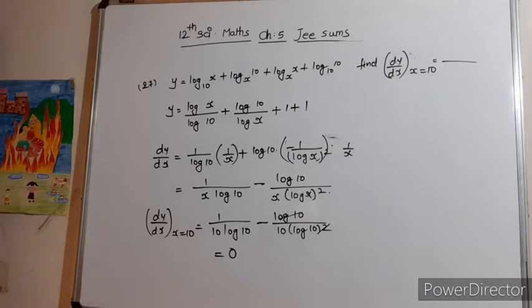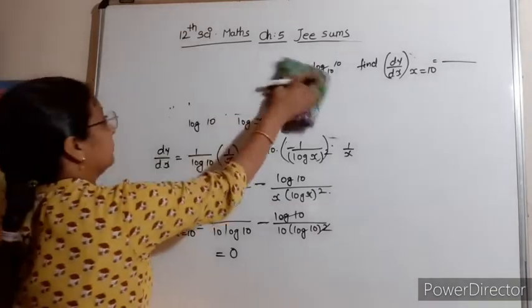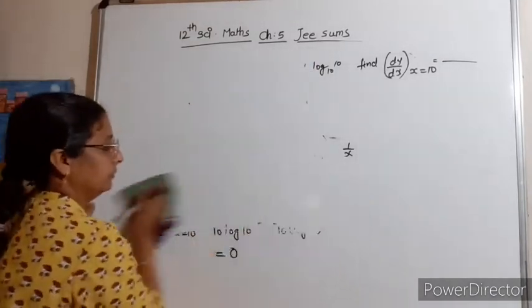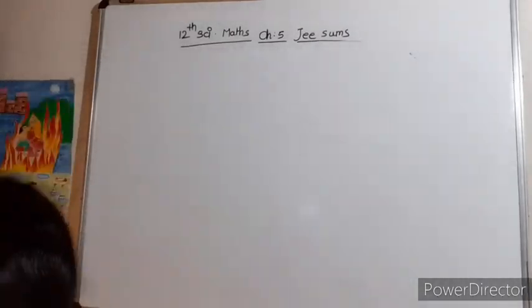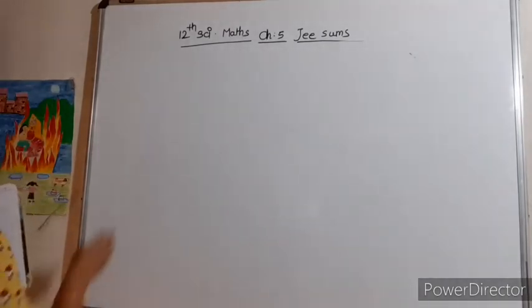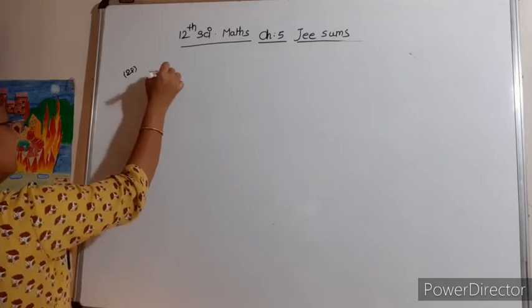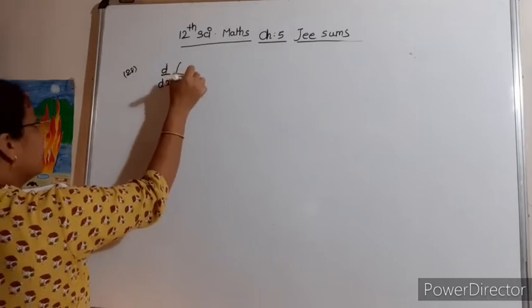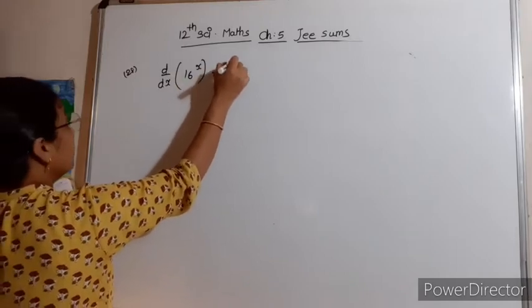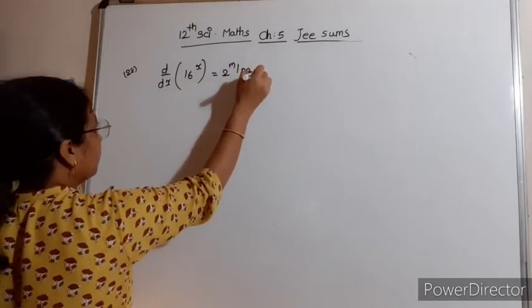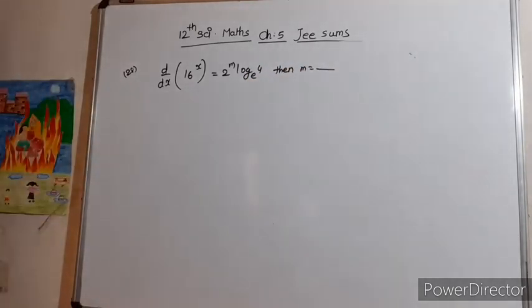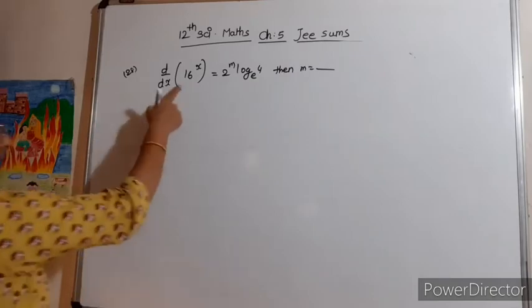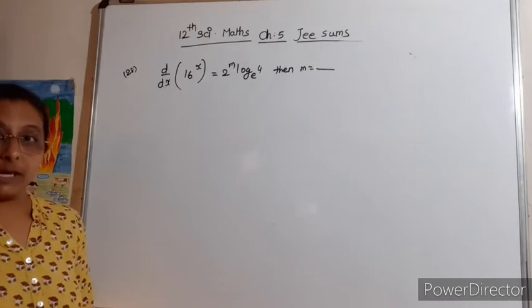So do it. This is question number 27. Then we'll move on to question number 28. Question 28 is d by dx of 16 raised to x is equal to 2 raised to m log 4 base e. Then m is equal to dash. So first of all you have to find this derivative. Then we'll compare this. So we'll get the value of m.